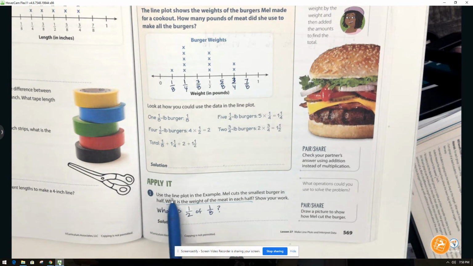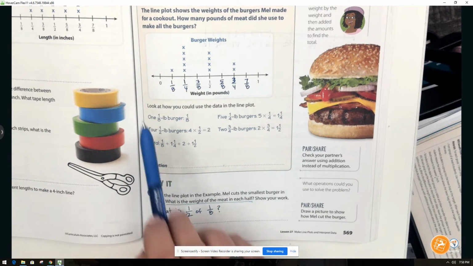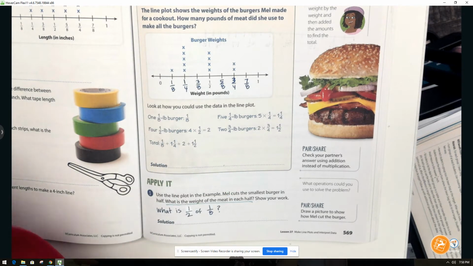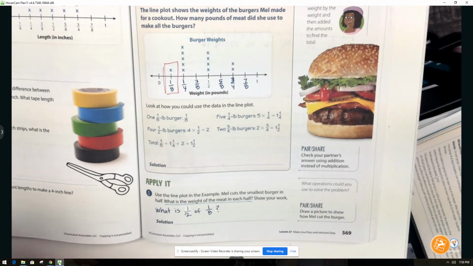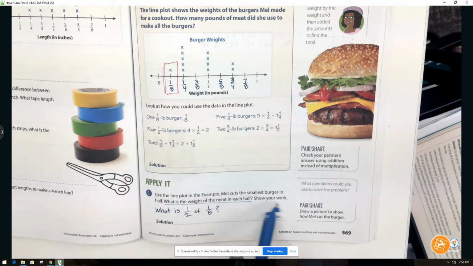It says this: use the line plot in the example. Mel cuts the smallest burger. So here is our smallest burger. Mel cuts the smallest burger in half. What is the weight of the meat in each half? Show your work. So we want to know what is half of 1/8. Again, what is half of 1/8?